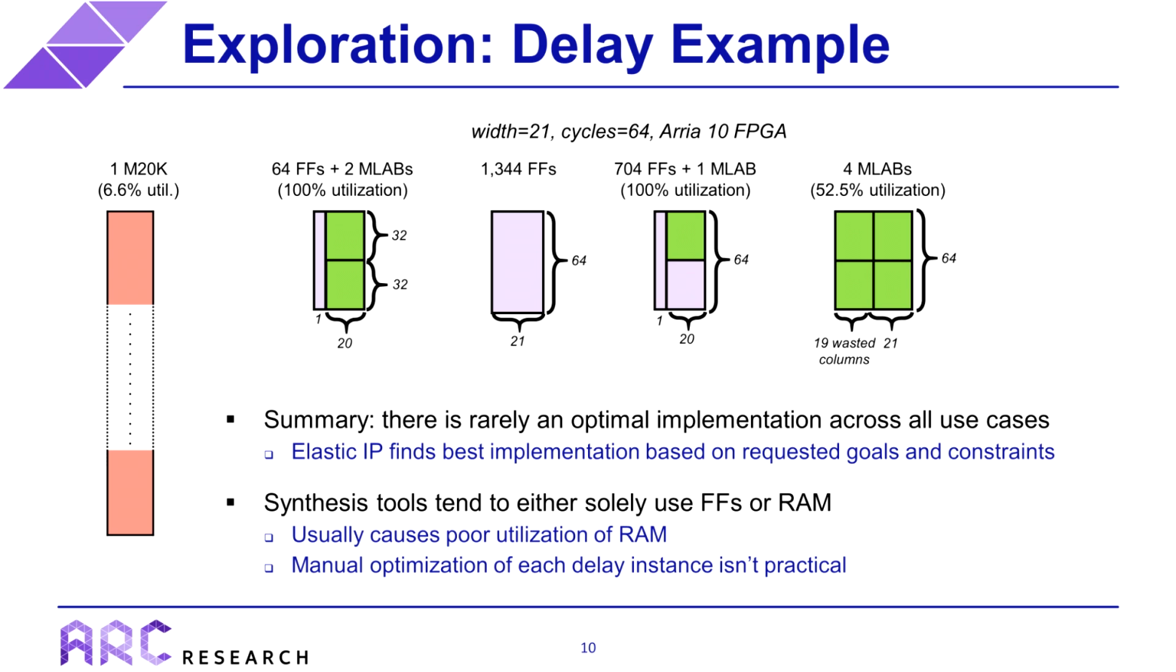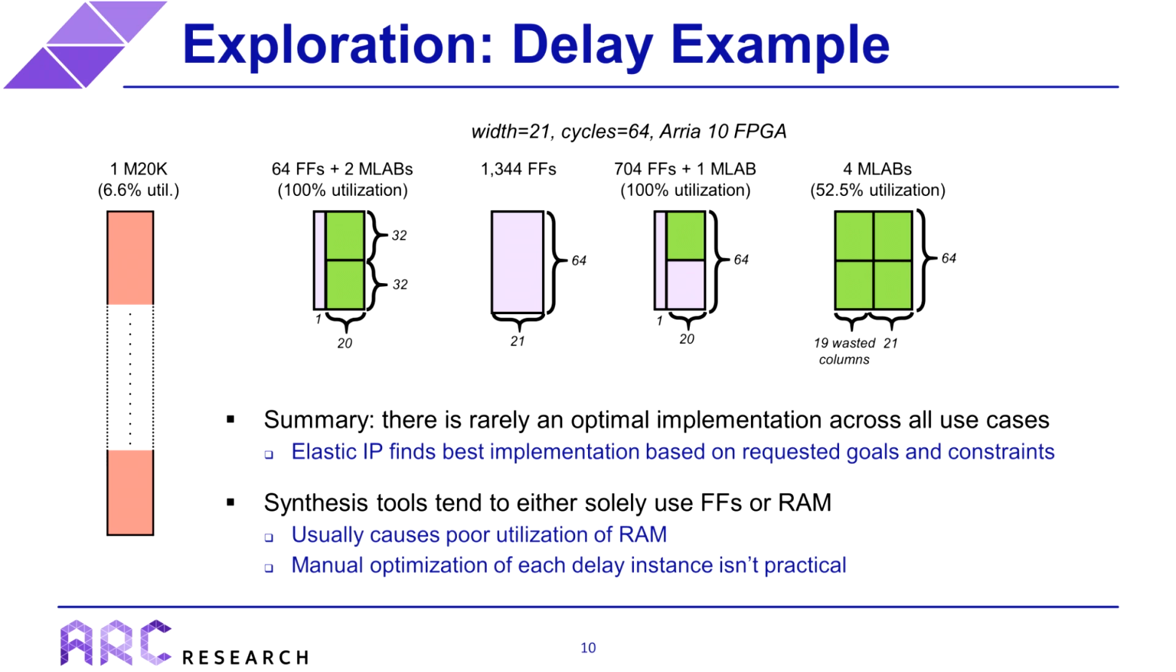So the primary advantage of Elastic IP is that it enables the automatic discovery of an attractive trade-off for a use case based on the requested set of constraints and optimization goals. Now, if we compare this with what current synthesis tools do, at least from what I've seen, they tend to use a single type of resource for a delay, either a set of flip-flops or some embedded memory resource, which is not attractive for all use cases.